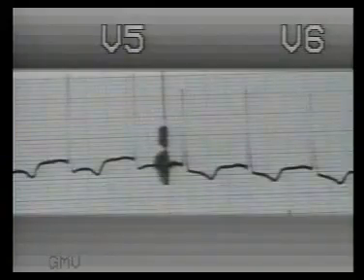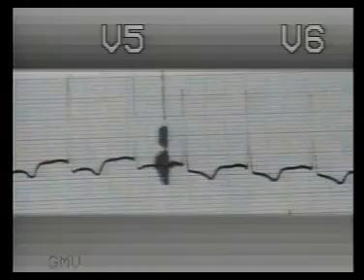This is another case of left ventricular hypertrophy, and note the strain pattern: depressed ST segment and inverted T wave.